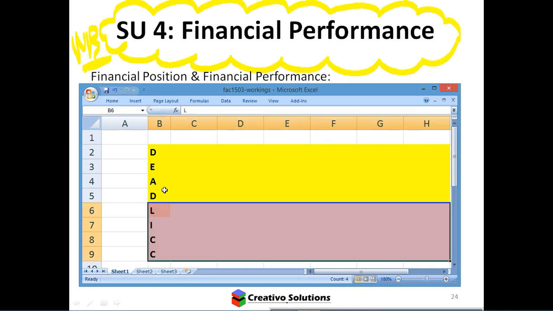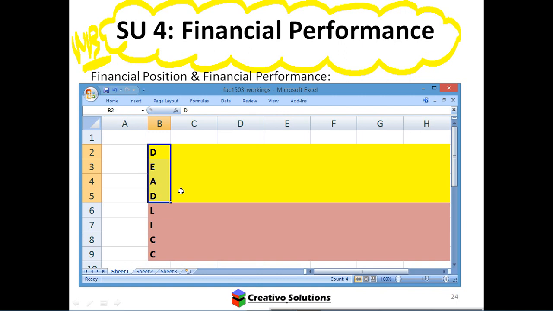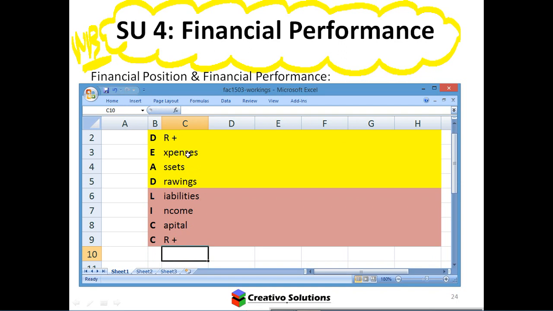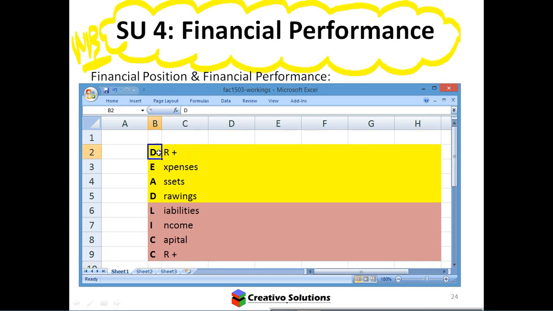The top covers the first 3. There's 4 words, or let's say letters. So this is debit plus: expenses, assets, drawings. Then liabilities, income, capital, credit plus. You'll see why I'm stressing the pluses just now.